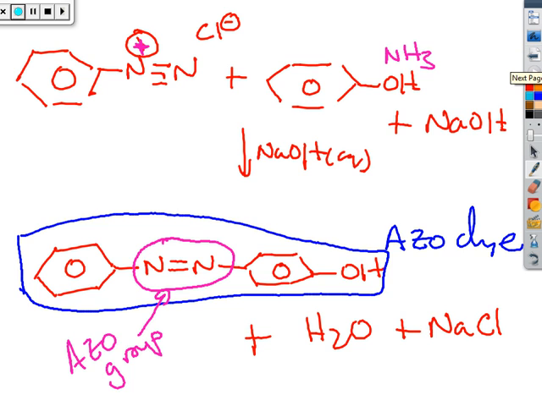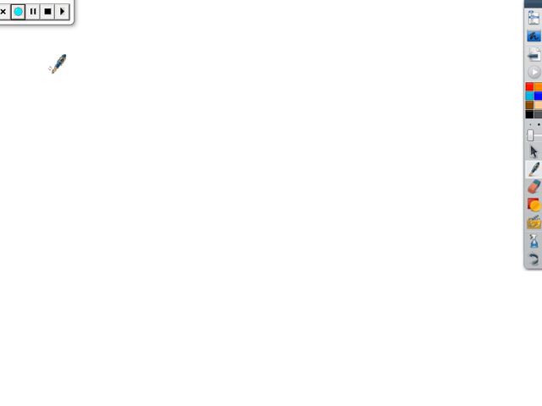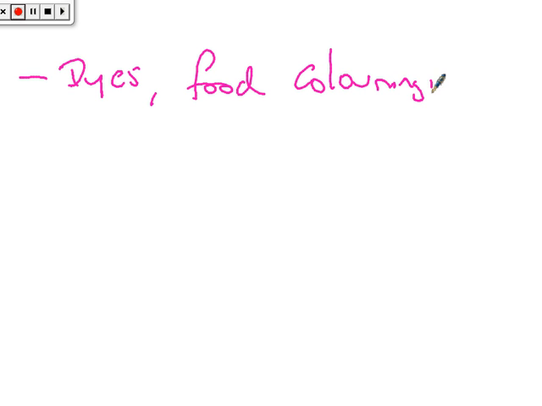Okay. So the last thing, just remember those questions that say suggest a use of, or what could this be used for. So azo dyes can be used for, as I told you earlier, dyes, food colourings, dye stuffs, and pigments.